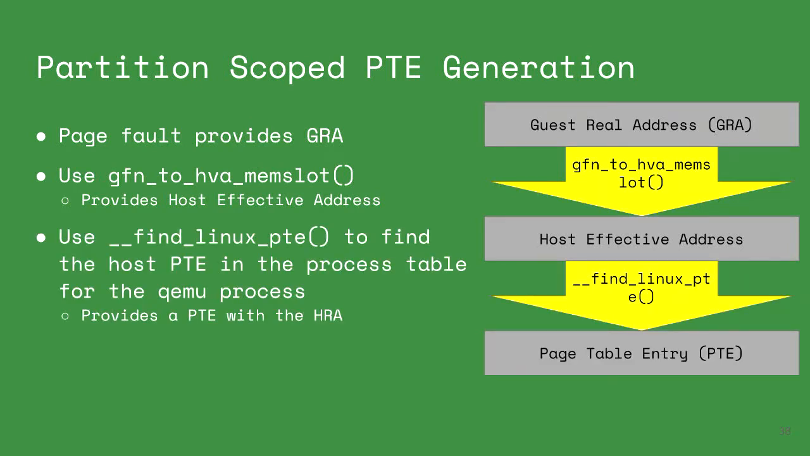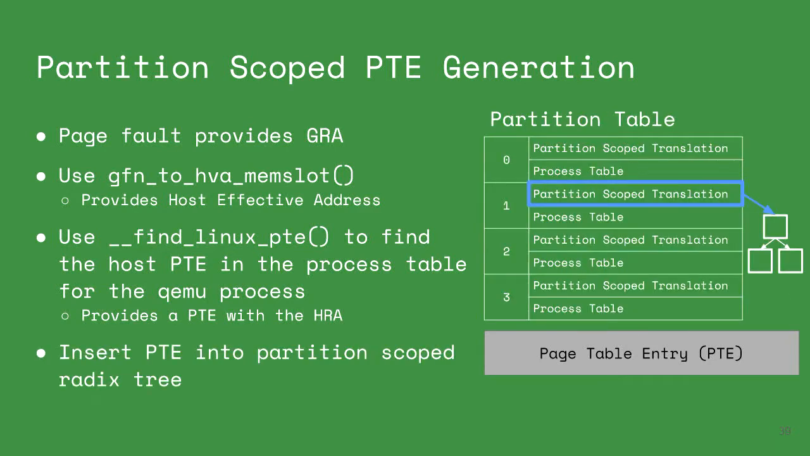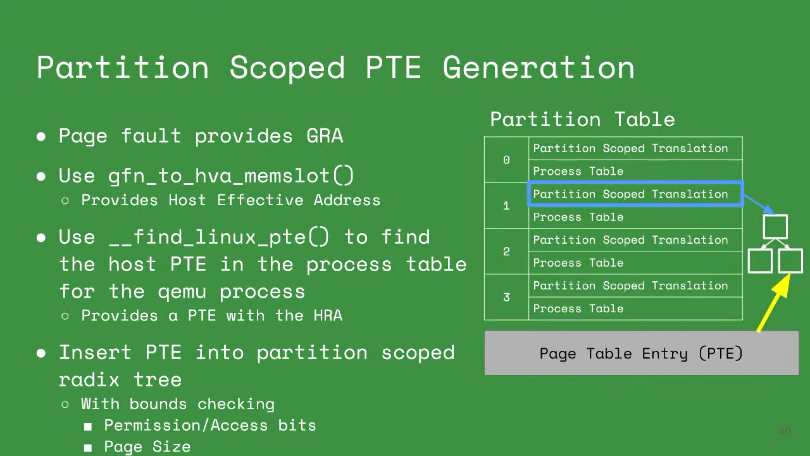We then use this other function, find Linux PTE, to find the host PTE in the host process table, which is backing that qemu process. So essentially we've worked backwards. The host has provided some memory to the qemu process, which it's then used to back the guest memory. And we're just working backwards to get back to a host real address. And this actually provides us with a PTE with that host real address, which is exactly what we're looking for. So we can take that PTE now and insert it into our partition scoped radix tree. And that's what we wanted. Of course, there's some bounds checking for things like permission and access bits. And of course, that the page size matches something we can actually insert so we don't map too much memory.